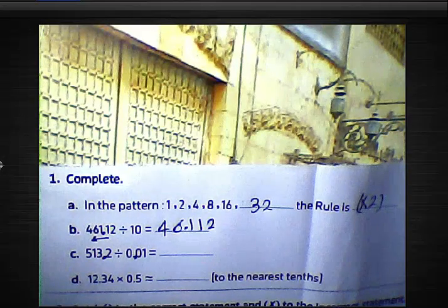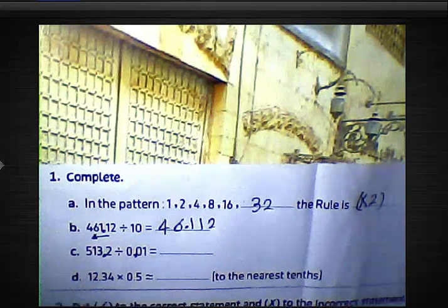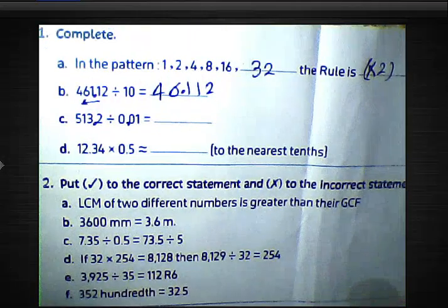Today we will complete a lot of questions about pattern and divided from المعاصر book. Question number one.